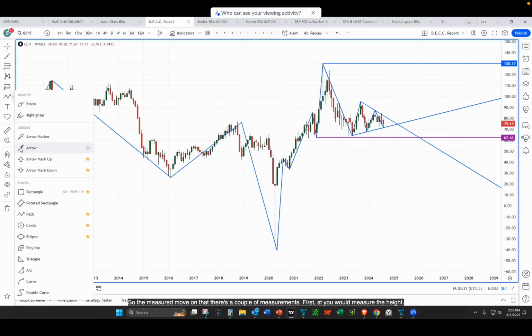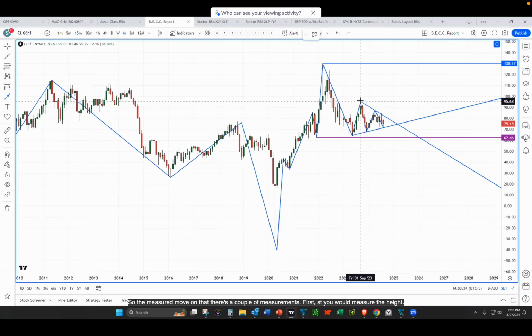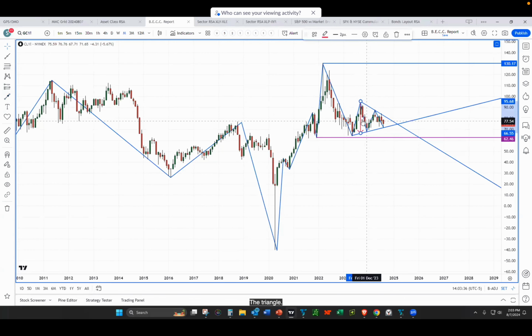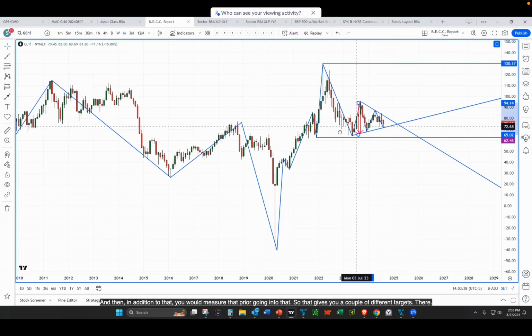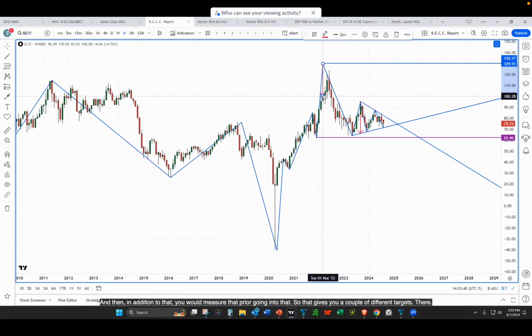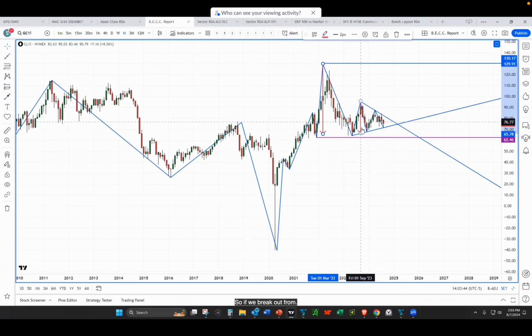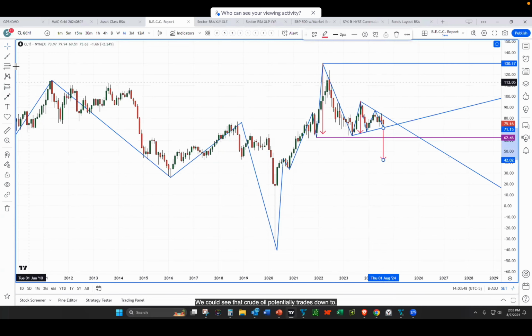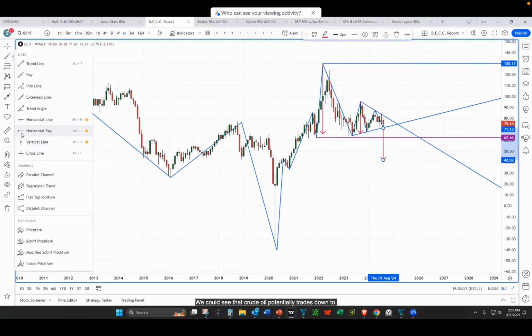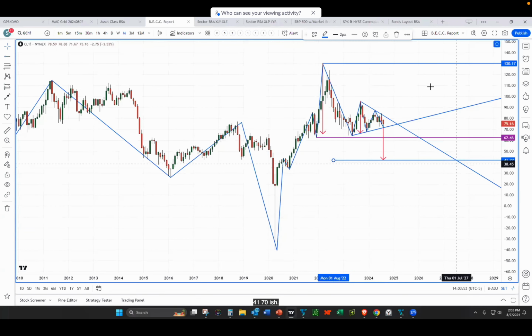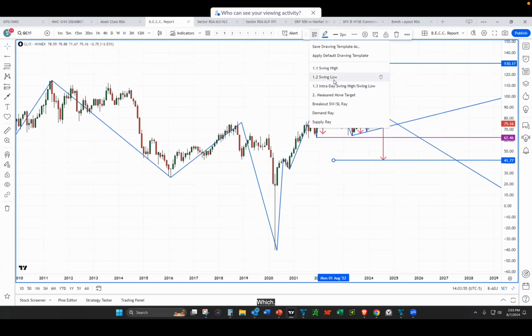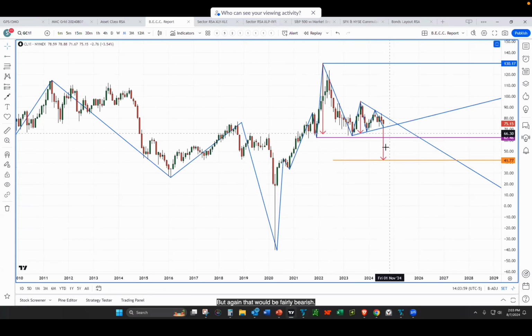So for the measured move on that, there's a couple of measurements. First, you would measure the height of the base of the triangle, and then in addition to that, you would measure the prior decline going into that. That gives you a couple of different targets. If we break out from this area, crude oil could potentially trade down to 41.77-ish, which consumers would certainly like. But again, that would be fairly bearish.